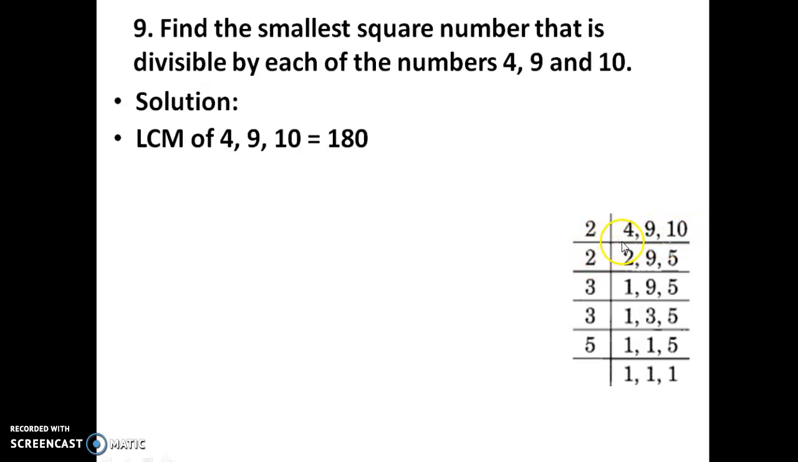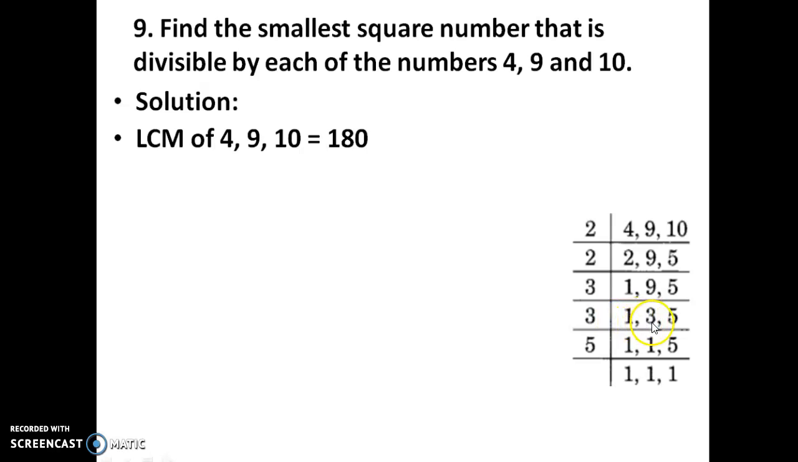So divide by 2. Only 4 and 10 you can divide by 2. When you divide 4 by 2, it is 2; 10 by 2, it is 5. 9 we can't divide as such. Then again by 2, only the 2 you can divide, so it will change into 1, and write 9 and 5 as such. Then divide by 3. 3 times 3 is 9, so write 3 here. Then write 5 as such.